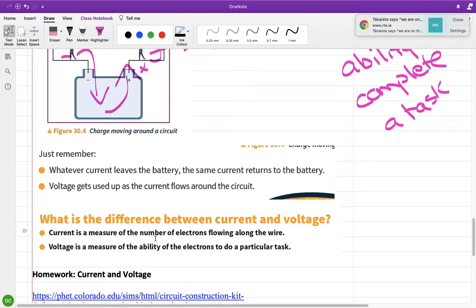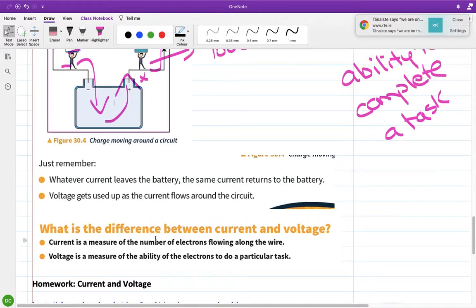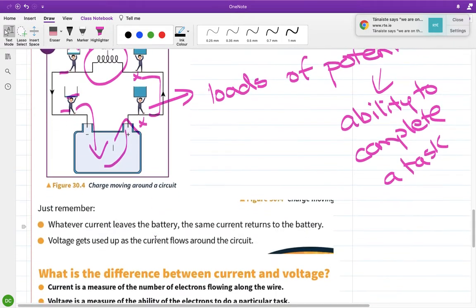Let me just, was there something else I wanted to show you there? No, I don't think so.